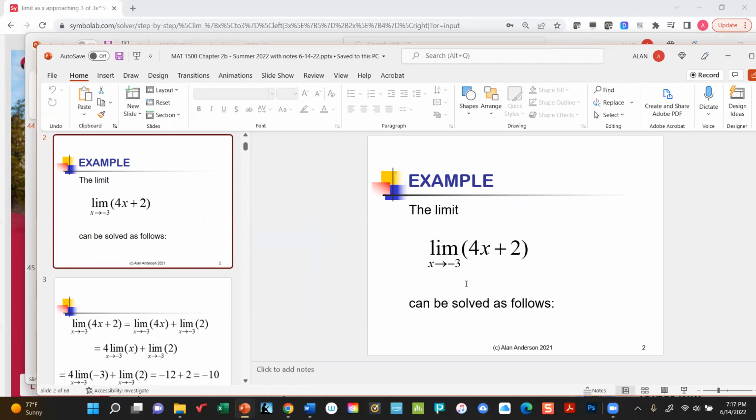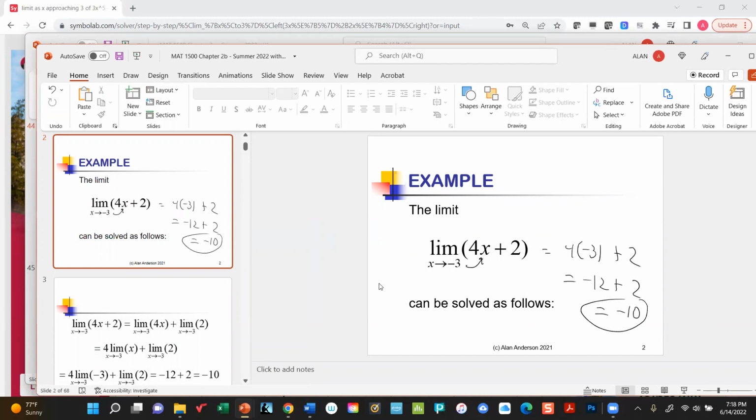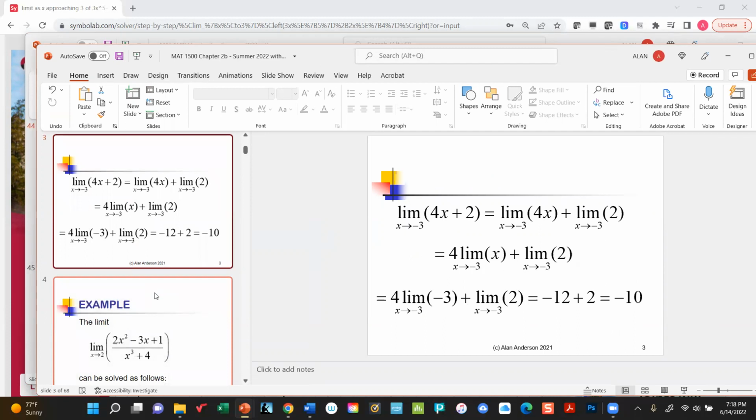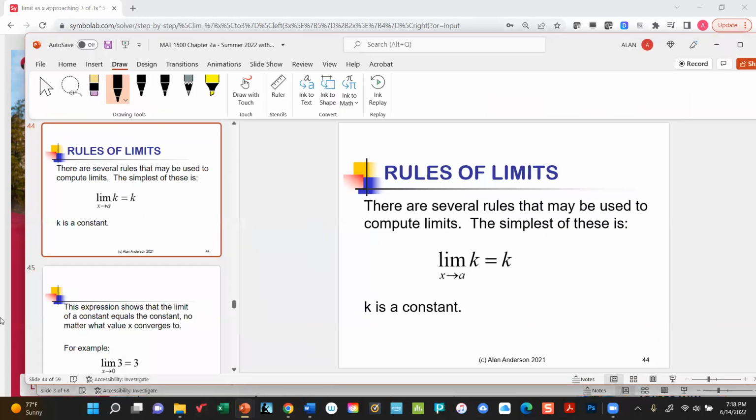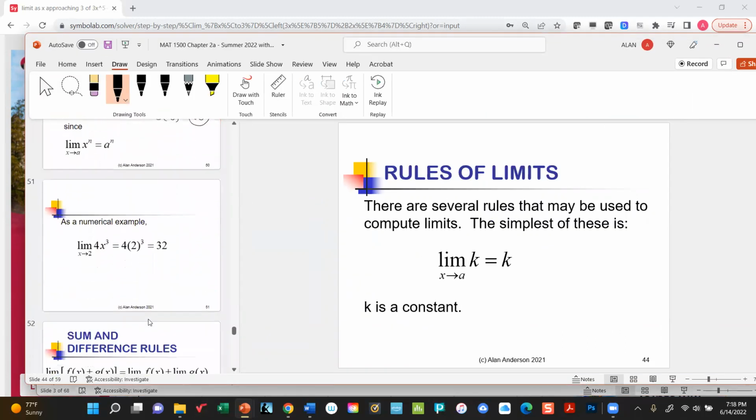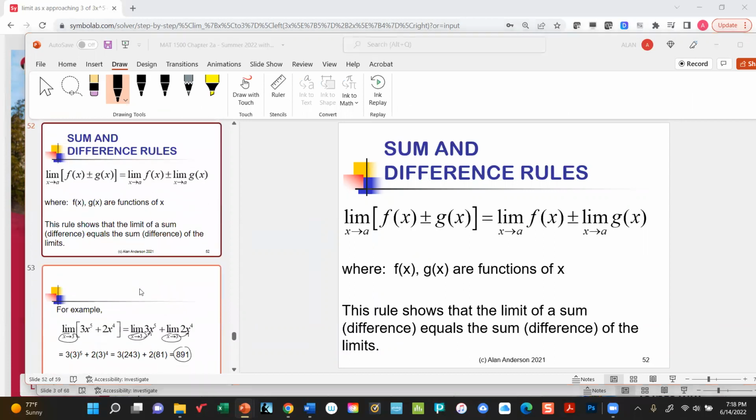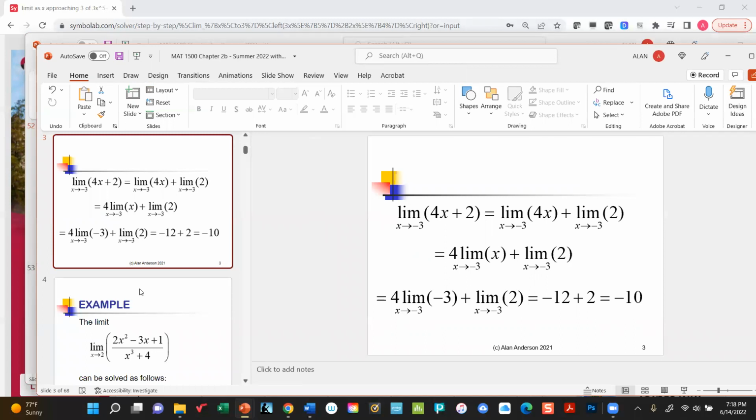What we can do is evaluate it directly, and we'll end up with 4 times -3 plus 2. But depending on the circumstances, it might be easier to do it this way. What if we were to break it up into 2 limits? Now, of course, we already know that we can do this from the sum and difference rules, which tell us that we certainly are allowed to go from the limit of 4x plus 2 to 2 separate limits added together.